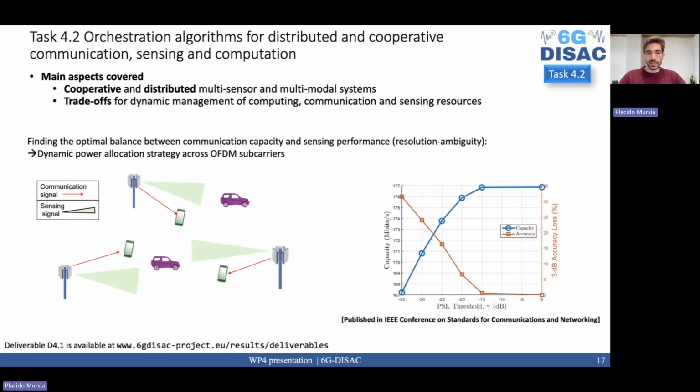Finally, we dig deeply into the trade-offs that are inherent in ISAC systems, especially when we talk about dynamic management of computing, communication, and sensing resources. Indeed, finding the optimal balance between communication capacity and sensing performance is not obvious and requires optimization. In particular, here we identify a dynamic spectrum allocation strategy across OFDM subcarriers that is able to optimize the resolution-ambiguity trade-off. And again, more details are available in the deliverable.